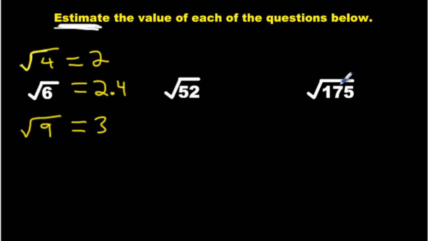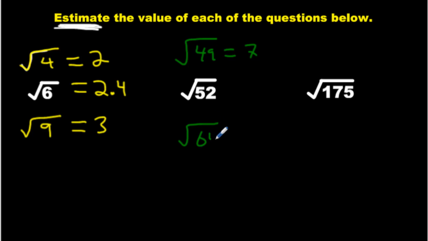Let's try this one. In fact, you can try these on your own if you'd like. Let's see if we can sandwich this. What are we going to pick here for the smaller one? Think. 49. Yes. That makes 7. What about something bigger? Good job. Yes. I hope you said 64. I heard somebody say 64. That's going to make 8.